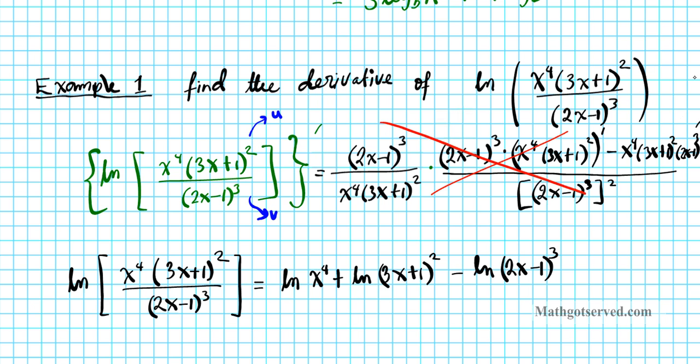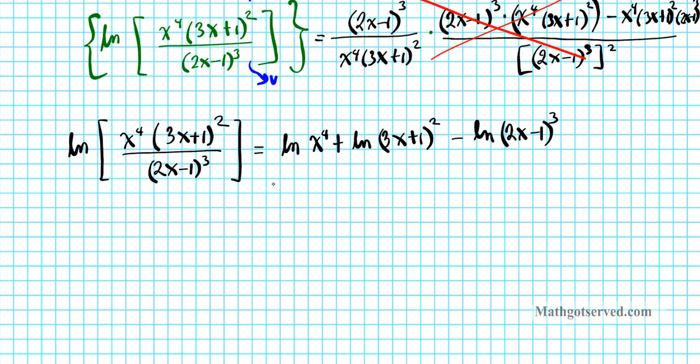Now I can further apply the power property of logarithm. And this one is going to become 4 times the natural logarithm of x plus 2 times the natural logarithm of 3x plus 1 minus 3 times the natural logarithm of 2x minus 1. Those look much nicer, easier to differentiate, absolutely. And when we do the derivative, you see the beauty of this function.